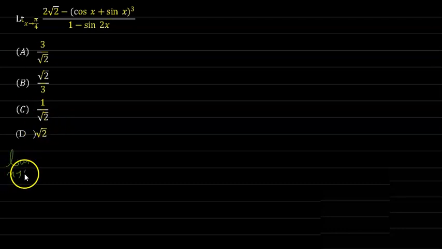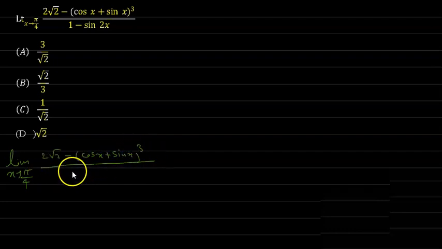Limit x tends to pi by 4 of (root 2 minus cos x plus sin x) whole cube divided by 1 minus sin 2x.